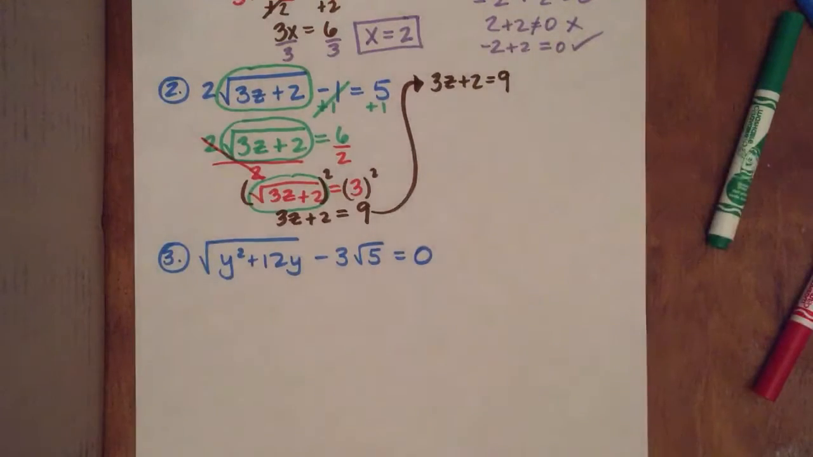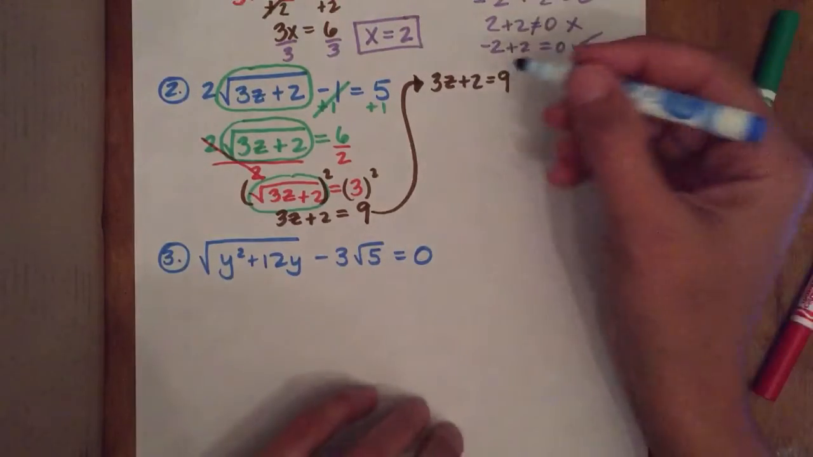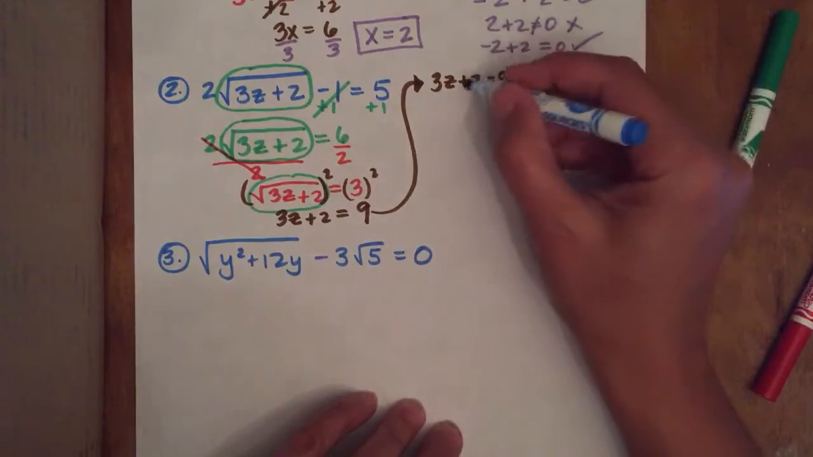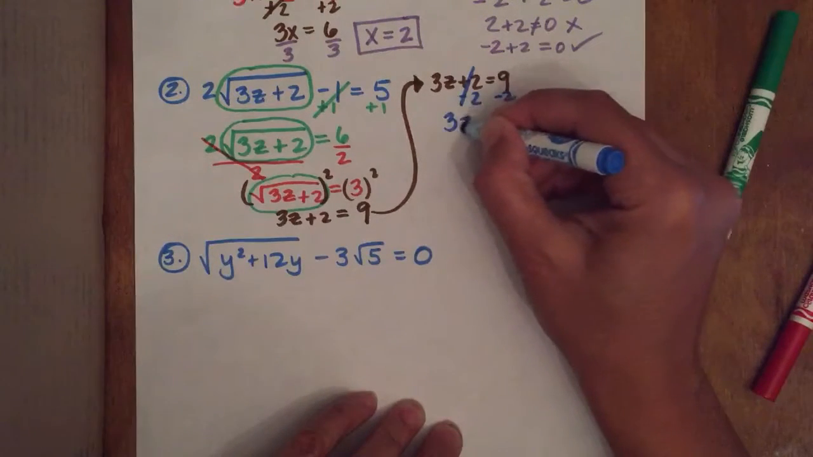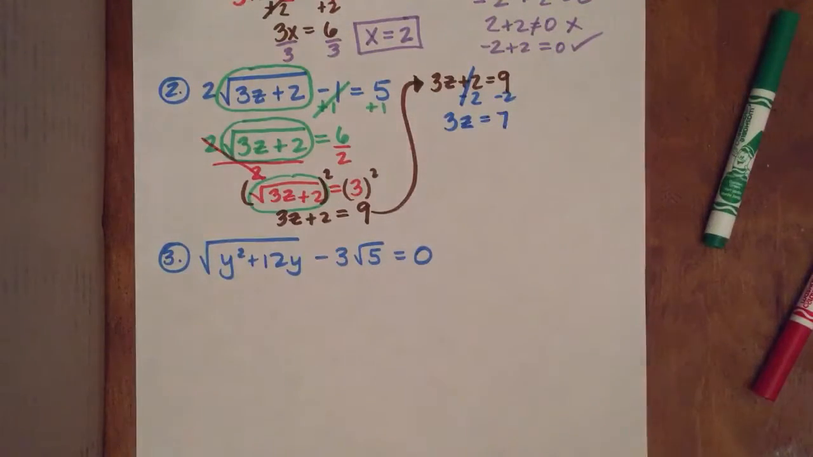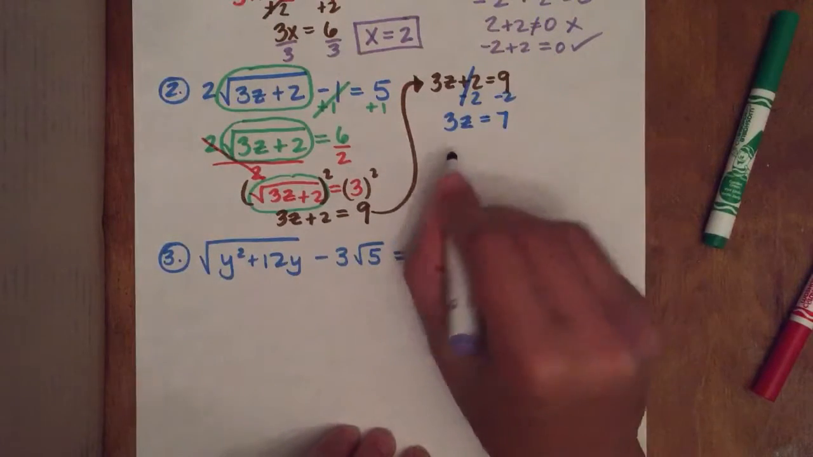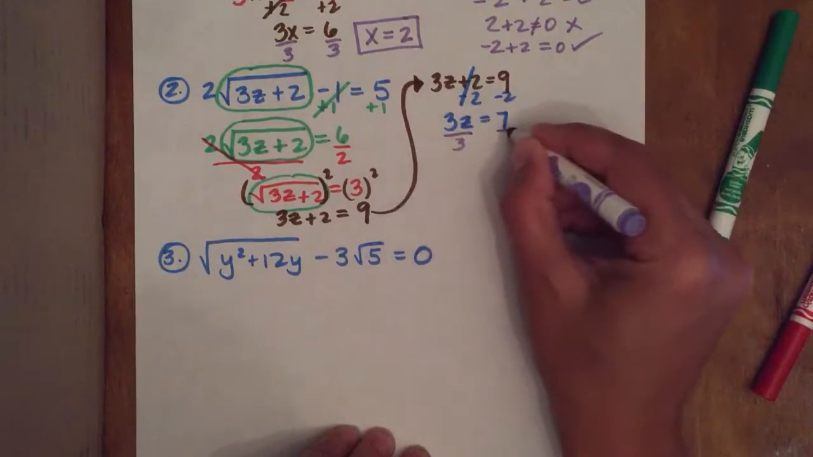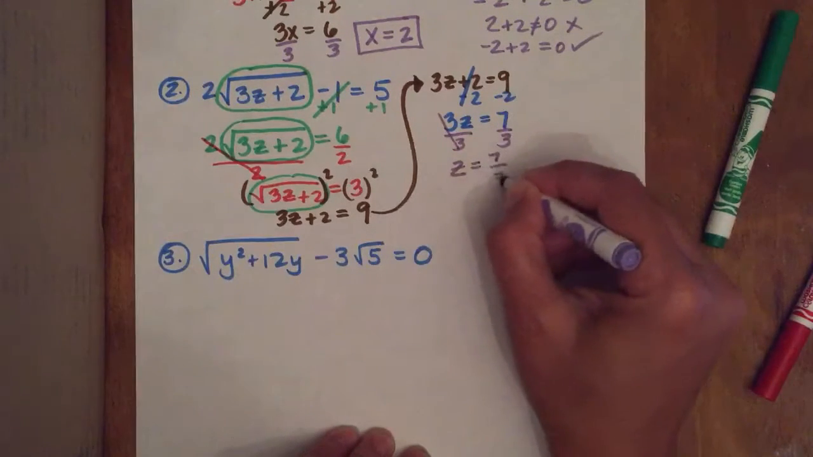And once again, we have whittled this down to a simple algebraic computation. We've gotten rid of the radical, so now we're ready just to solve it like a regular old algebraic equation. It's linear. So I'm going to subtract the 2 from both sides. So 3z equals 7. And then my last step is to get a 1 as a coefficient in front of that z, so I'm going to divide both sides by 3. So that's going to leave me with z equals 7/3.